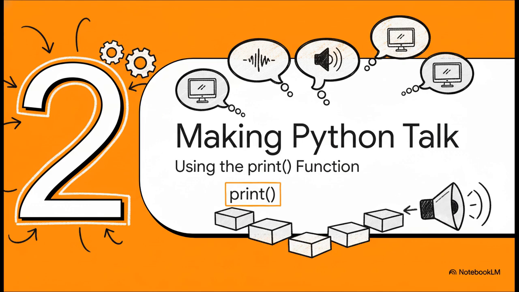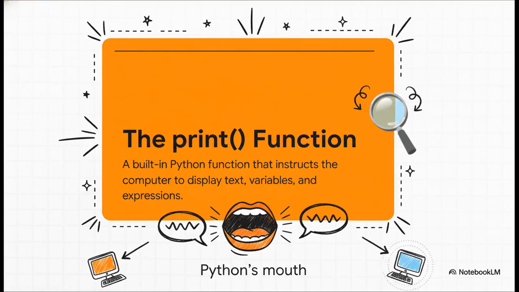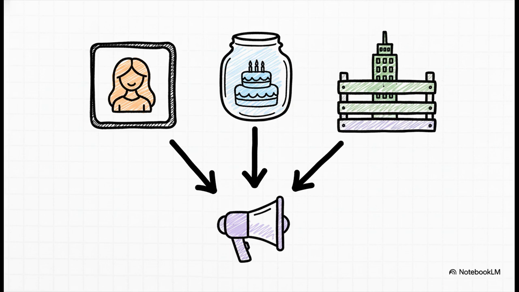So we've made the computer say one thing. That's a great start. Now let's see how we can use that same powerful print function to get it to say a little more. The print function is really our main tool for getting Python to communicate with us. Think of it as Python's mouth. It's built right into the language, and it's designed to show us pretty much anything we want on the screen.